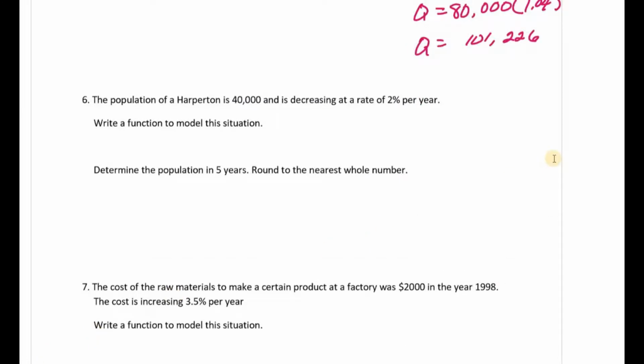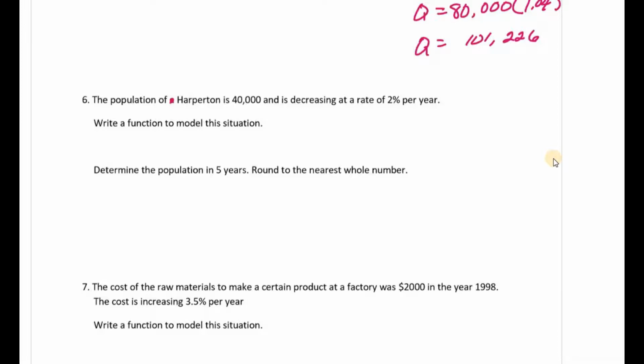Problem 6, the population of Harperton. That's a typo there, that "A" should not be there. The population of Harperton is 40,000 and is decreasing at a rate of 2% per year. Write a function to model the situation, determine the population in 5 years, and round to the nearest whole number.